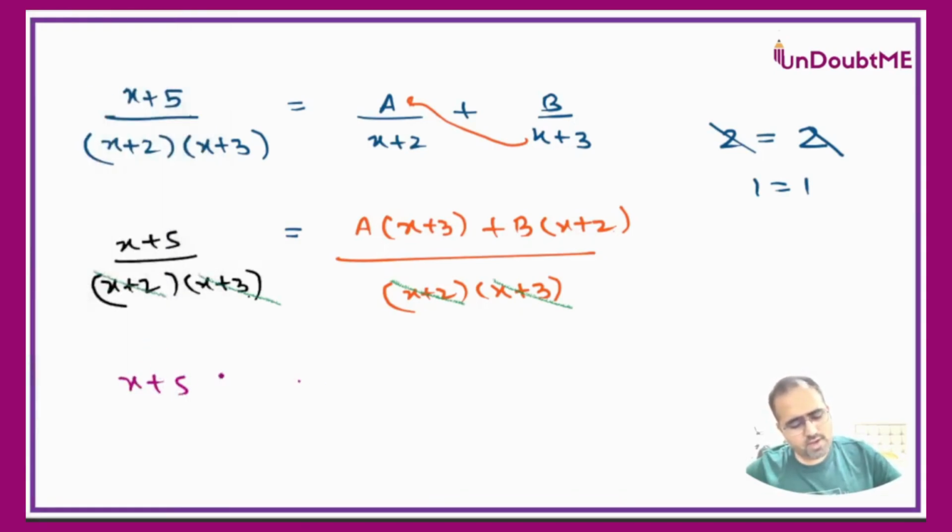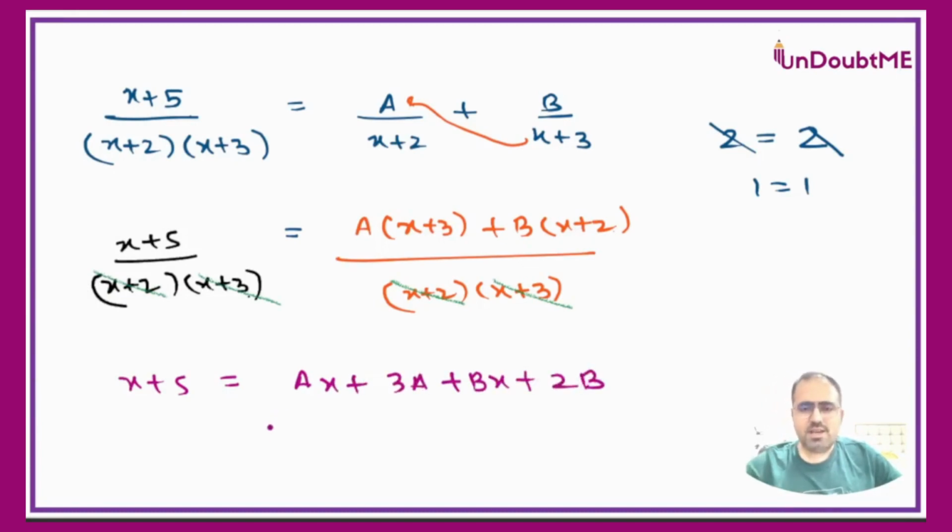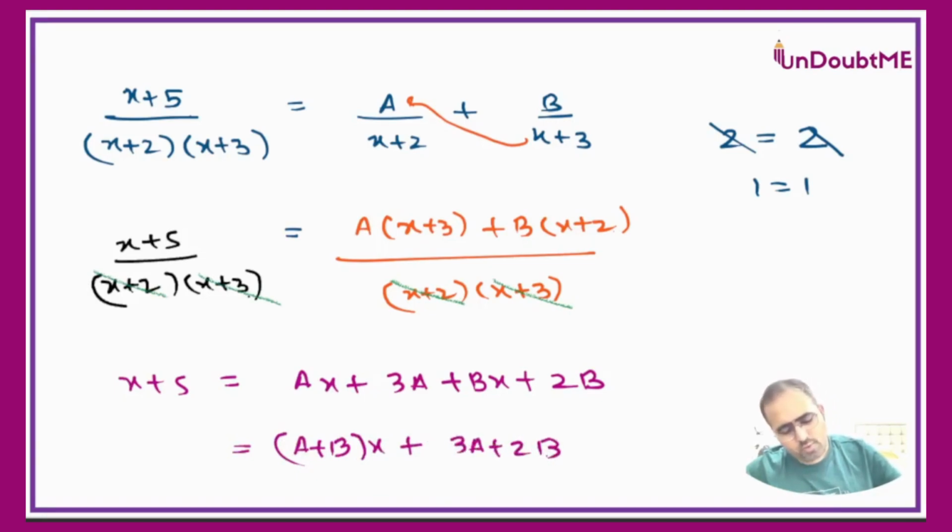So it will be x plus 5. On the other side, I have ax plus 3a plus bx plus 2b. This step is optional. You can cut short this step and directly write it down as a plus b times x plus 3a plus 2b. And once we are done with this step, we are good to go ahead and compare the coefficients on left and right, and then we will get two equations.